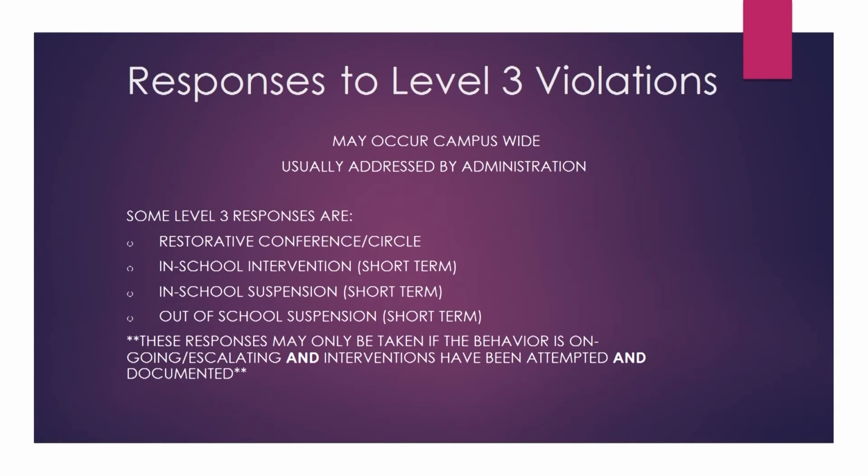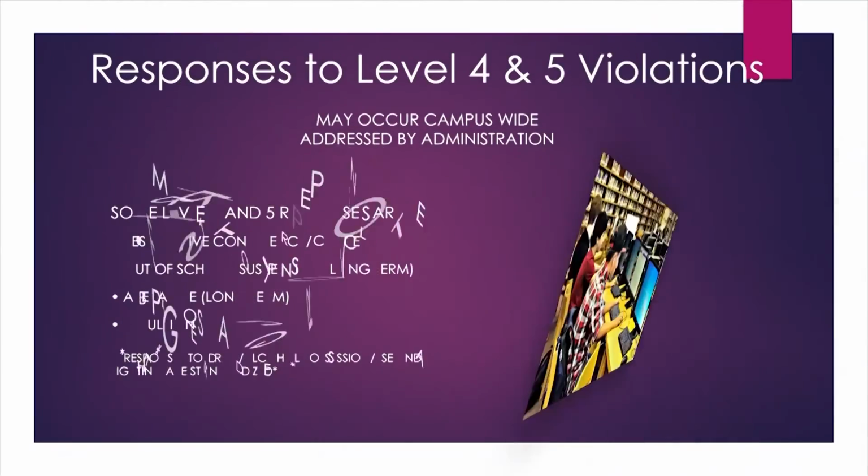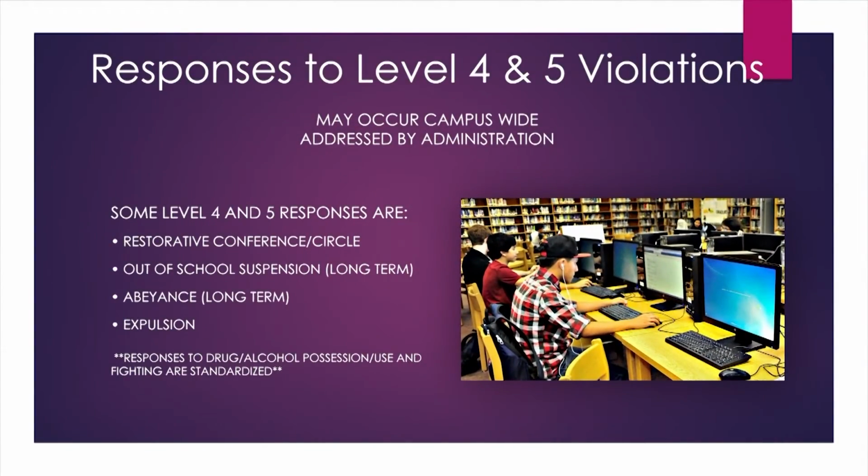Level 3 violations may occur anywhere on campus and are usually addressed by administration. Some of those responses are a restorative conference or circle, short-term in-school intervention, short-term in-school suspension, short-term out-of-school suspension. These exclusionary consequences may only be taken if the behavior is ongoing and escalating and interventions have been attempted and documented. What are some responses to levels 4 and 5 violations?